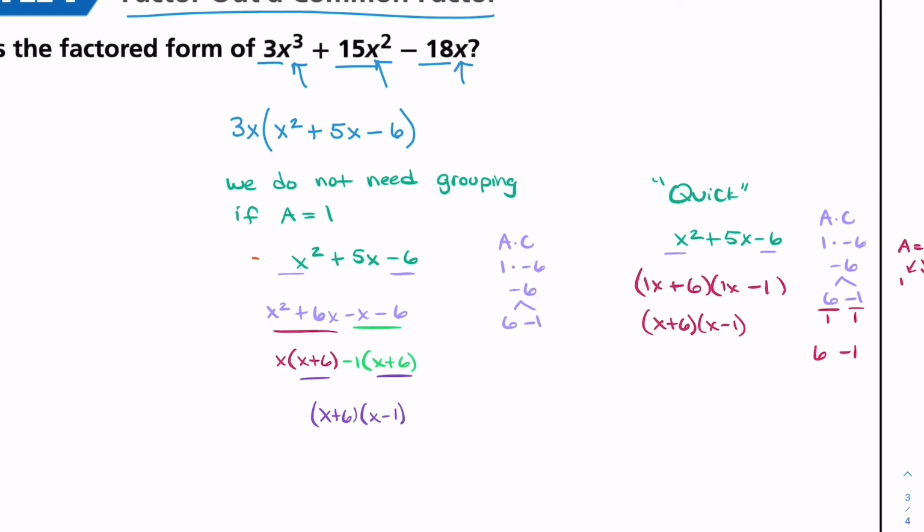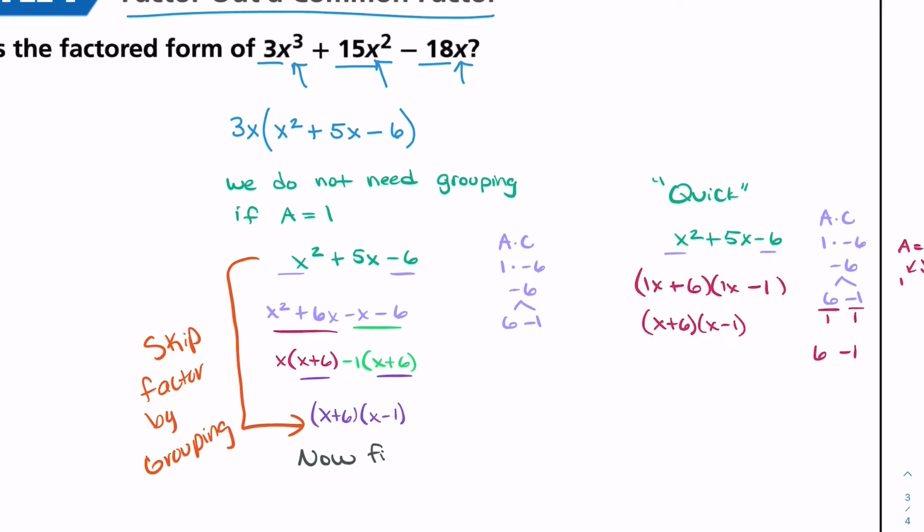So we'll say you can skip factor by grouping. What we can't forget, though, is that this 3x is still there. So technically, it's now finish combining.